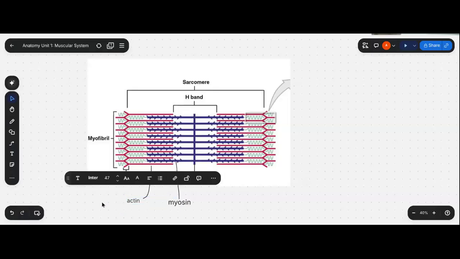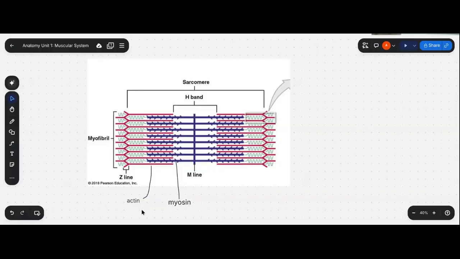Now, one thing that gets a little bit confusing is your I bands versus your A bands. So, A bands is going to be talking about your myosin. So, basically, the A band is myosin to myosin. So, this portion to this portion. And I can label that from here to here. This whole thing, an A band.